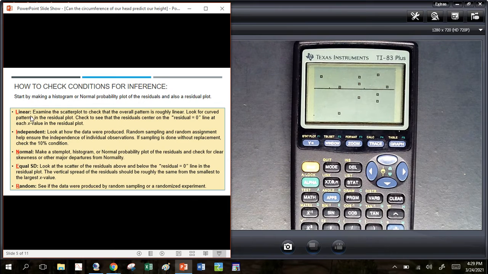Now, to help you, there is an acronym you can use, and that's LINER. Okay, so if you remember that, you can check all your 5 conditions. Now, in the AP stats tests, from what I've seen so far, most of the time they tell you that the conditions are met, but if they're not met, you would need to go through and explain each one using context and using the graphs to back it up.